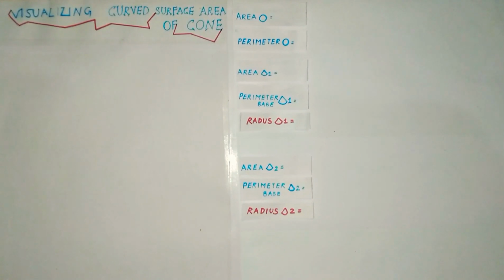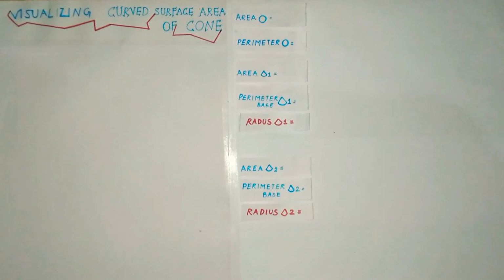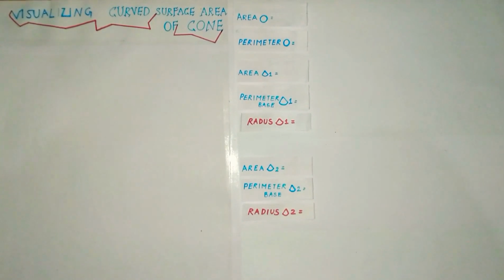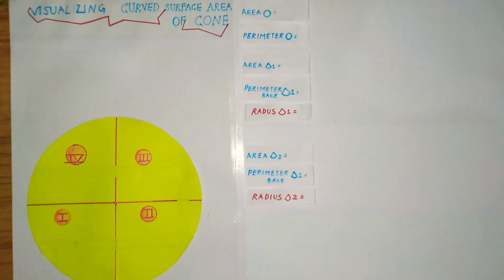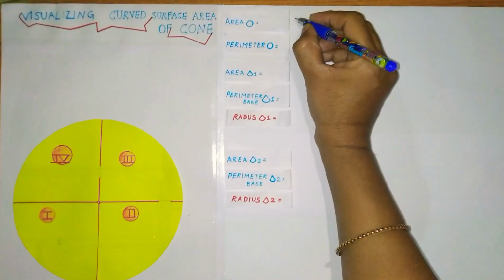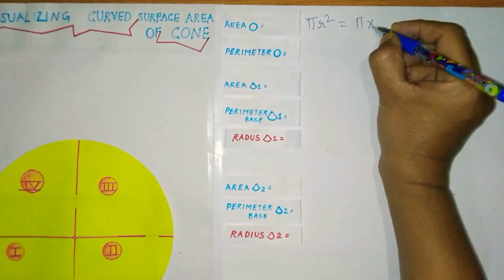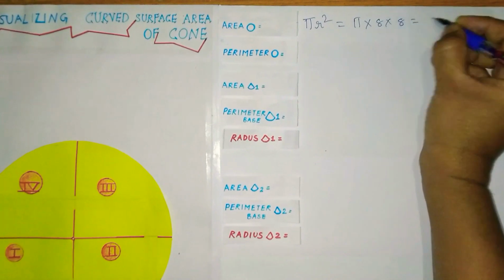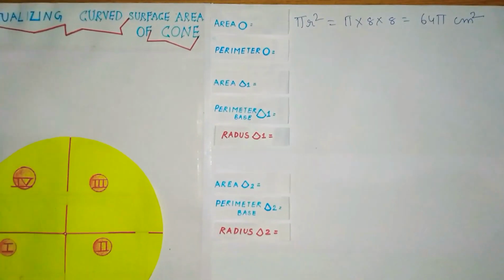Today I am going to try to verify the curved surface area of a cone by using a practical demonstration. Hope you will enjoy the process. We have a circle with radius 8 centimeters. Its area is pi r square, that is pi into 8 into 8, which is equal to 64 pi centimeter square.